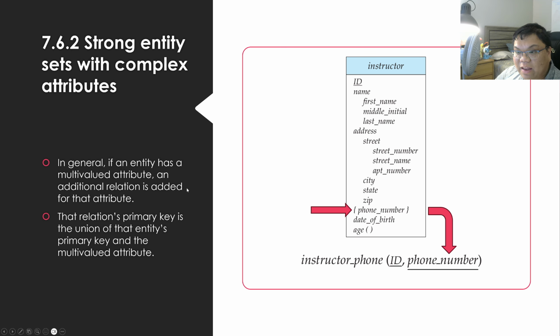In general, if an entity has a multi-valued attribute, we add an additional relation for that attribute. The relation's primary key is the union of that entity's primary key and the multi-valued attribute. So instructor can have one or more phone numbers. We add a relation for instructor phone number where the primary key is the instructor ID and the phone number.